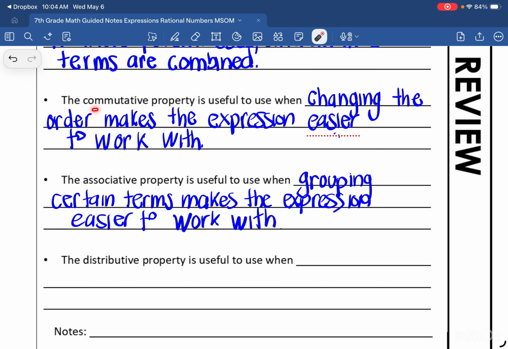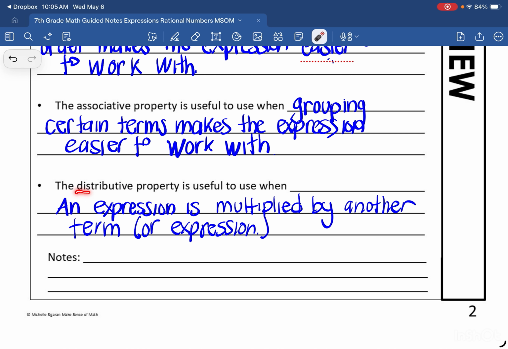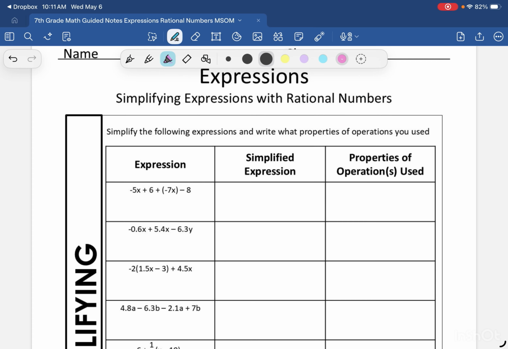So the commutative property is for changing the order. The associative property is how we group the items. The distributive property is useful to use when an expression is multiplied by another term. That's how you're usually going to see it for now. In the future, you will see expressions being multiplied by expressions, and you will also use the distributive property in those cases. All right, let's look at these expressions here.